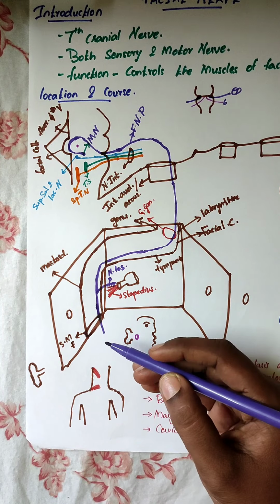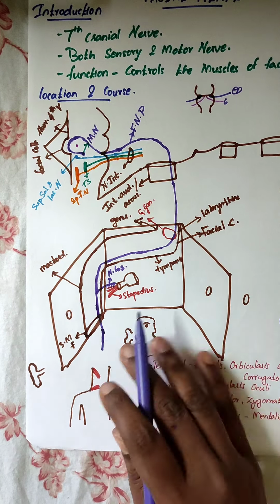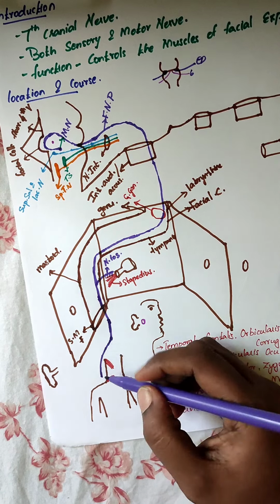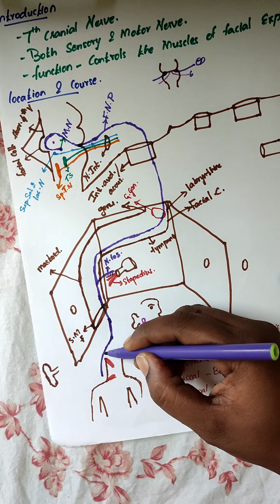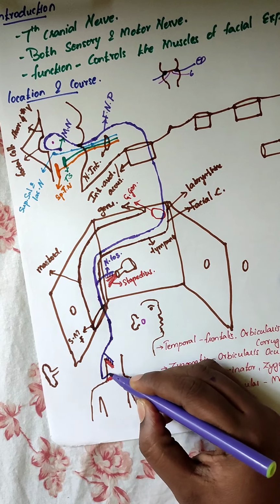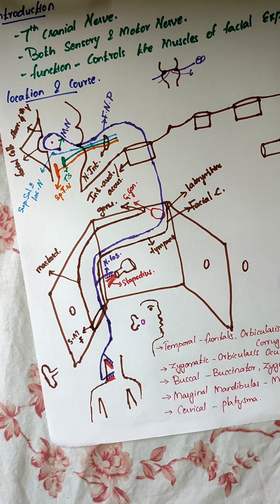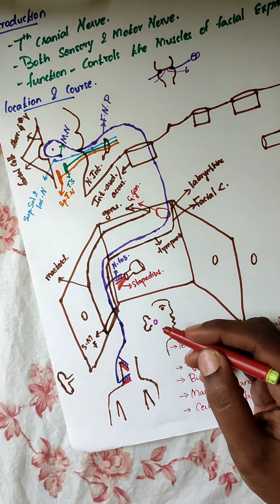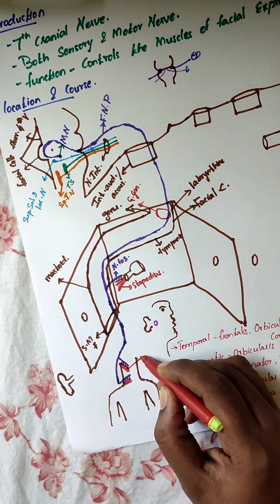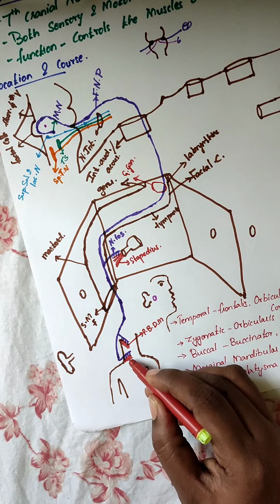After coming out of the stylomastoid foramen, it gives rise to two branches, that is, branches to two muscles. The muscles are the posterior belly of the digastric muscle. So this is the posterior belly of the digastric muscle, and also it gives rise to a branch to the stylohyoid muscle.